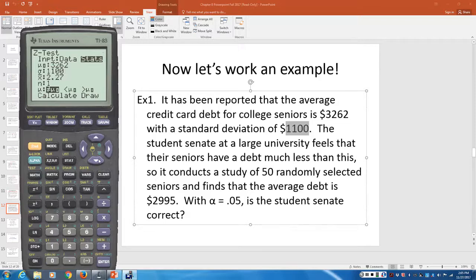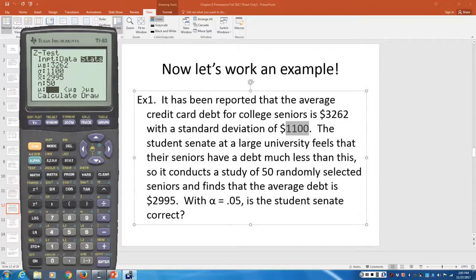Now we're getting to the evidence. They collected a sample of 50 randomly selected seniors and found that the average is $2,995. What is $2,995 in statistics? That's x bar. And the n value is 50. Now this is the part that's very important. The rest of it you can kind of figure out with no problem.